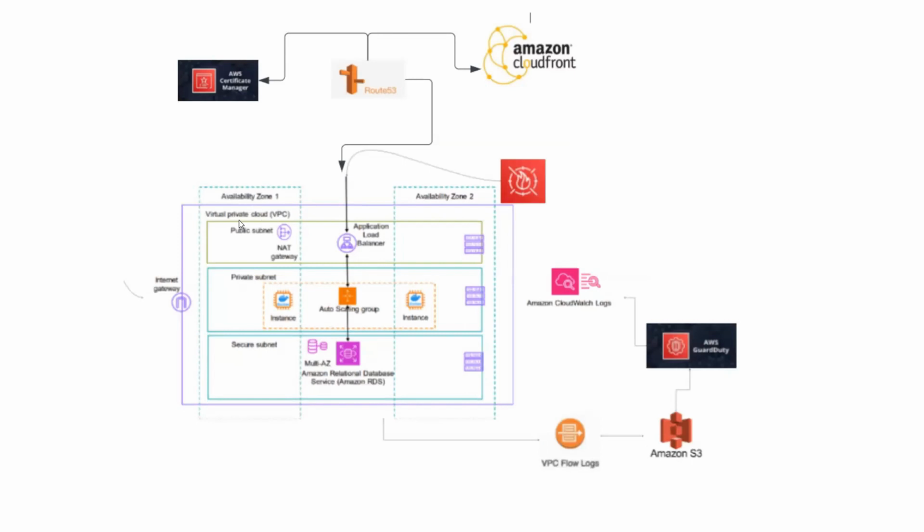Here, if you see that in the VPC, we have a public subnet. What is a public subnet? In a public subnet, you will have a public IP address associated with it, and there is something like a NAT gateway deployed here.